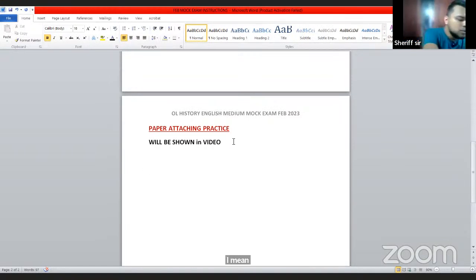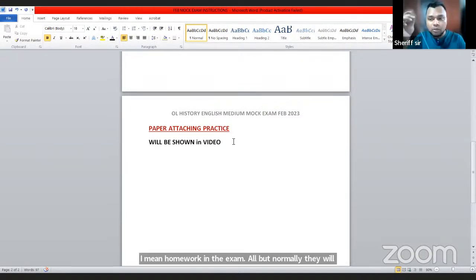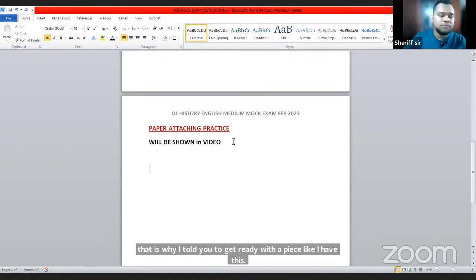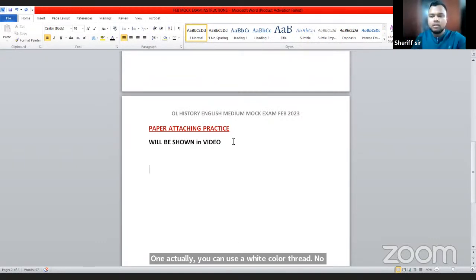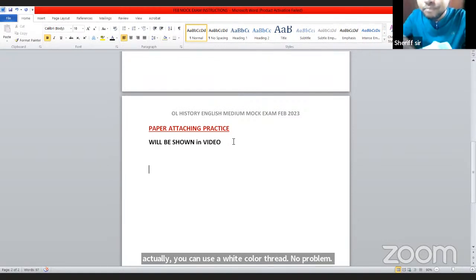All you need to do is, they will give you a piece of thread also. So don't worry. That is why I told you to get ready with a piece, like I have this one. Actually, you can use a white color thread, no problem. Let me zoom in and show you. I'm going to put this thread through.